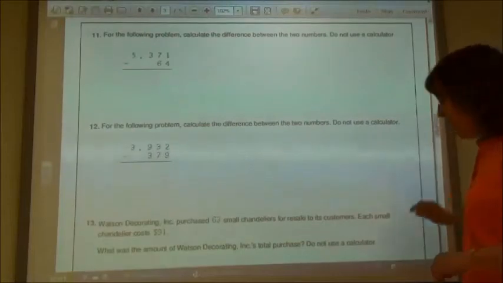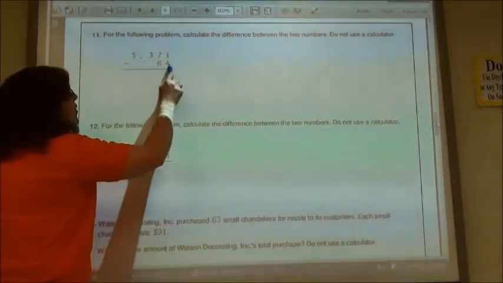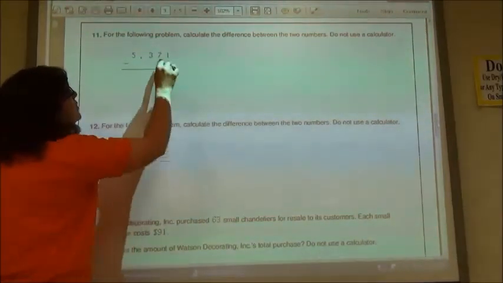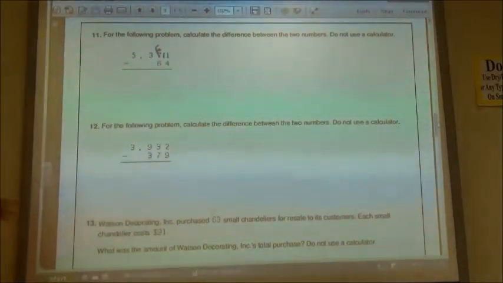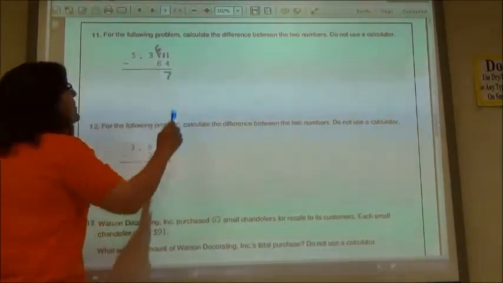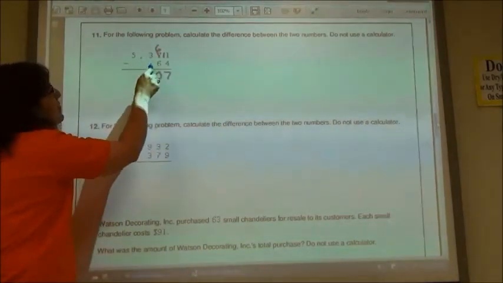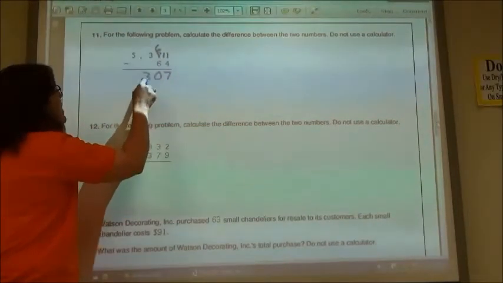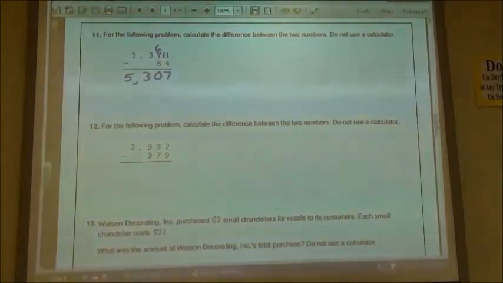So number 11, again, it wants us to subtract without using our calculator. We would start on the end. We can't take 4 away from 1, so we borrow 10, makes that a 6, and makes that 11. 11 minus 4 would be 7. Then I have 6 minus 6, which is 0. Here, 3 minus nothing would be 3, and 5 minus nothing is 5. So if I have 5,371, and I'm subtracting 64, I end up with 5,307.